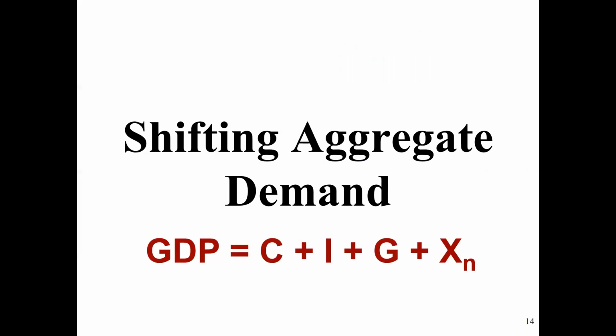All right. So those are the shifters of aggregate demand, right? Consumption, investment, government spending, and net export.